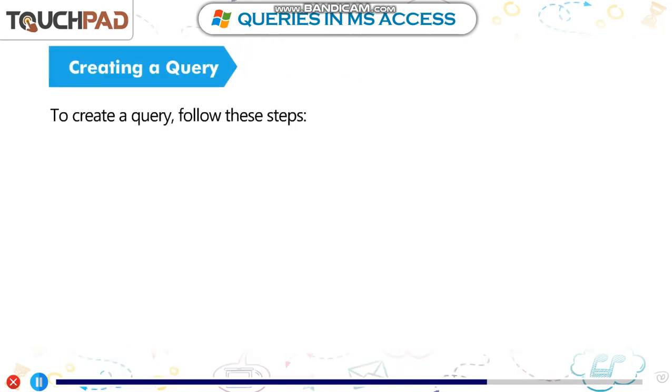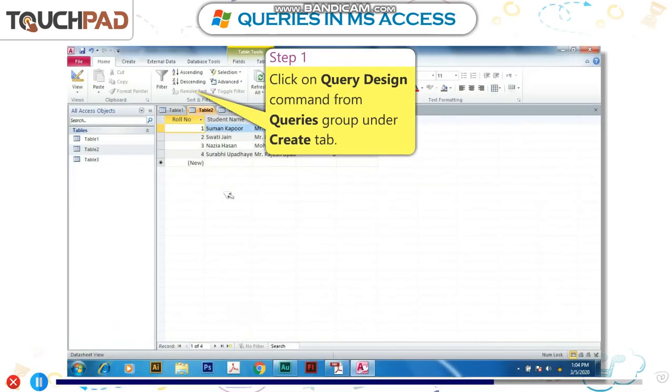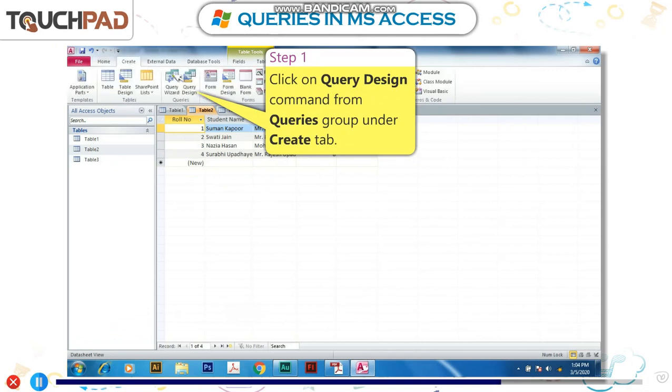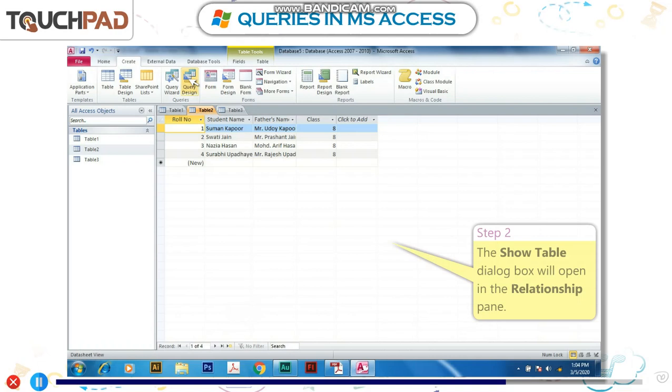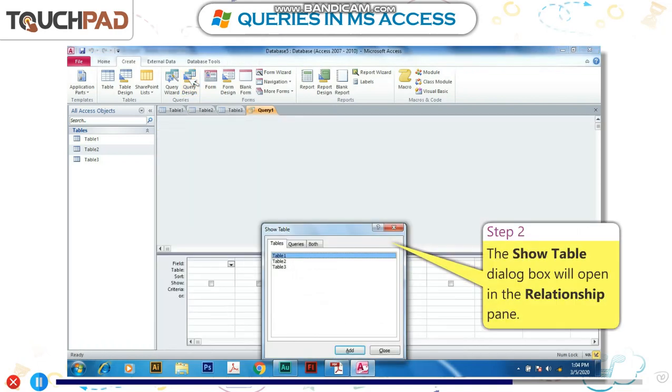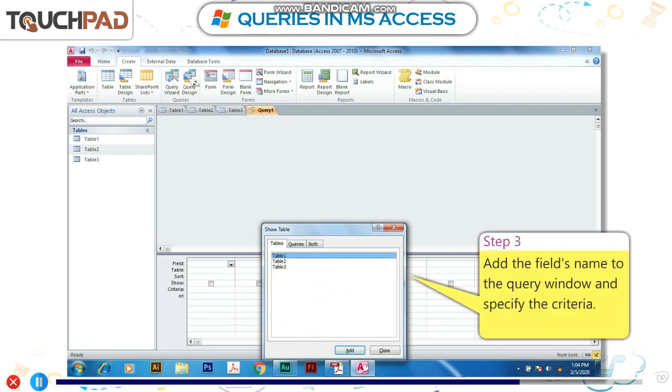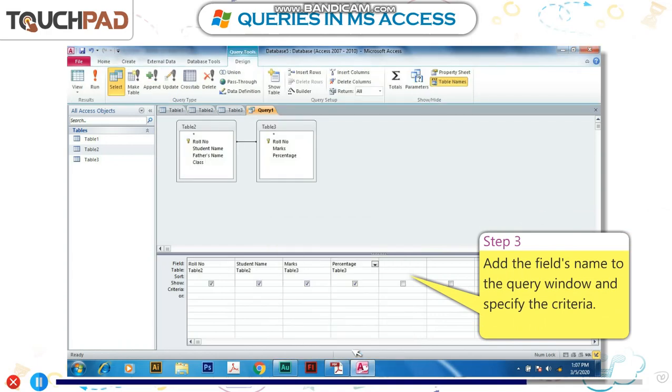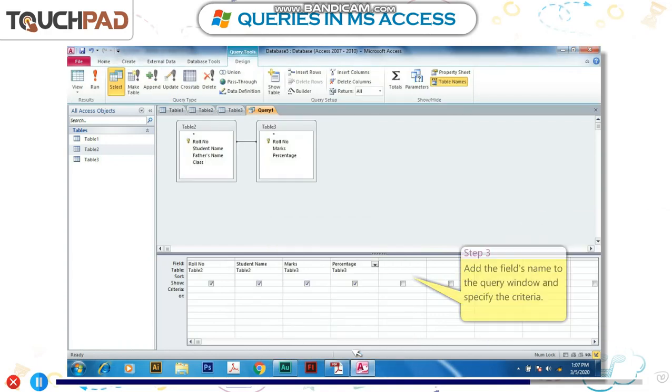Creating a query. To create a query, follow these steps. Step 1. Click on the Query Design command from the Queries group under the Create tab. Step 2. The Show Table dialog box will open in the Relationship pane. Step 3. Add the field's name to the query window and specify the criteria.